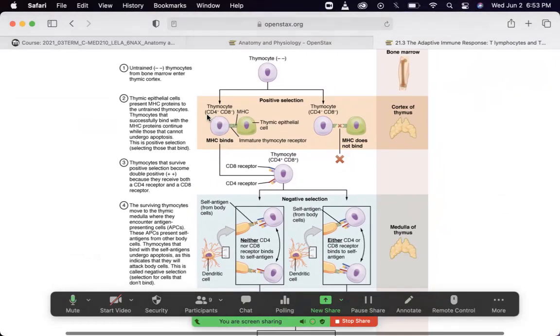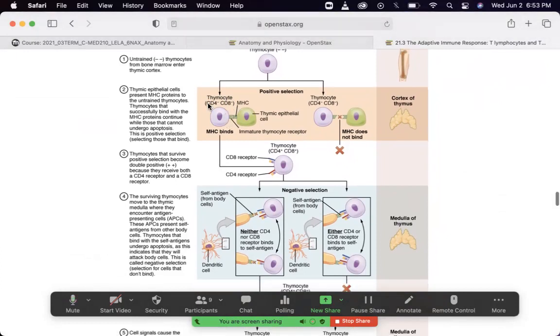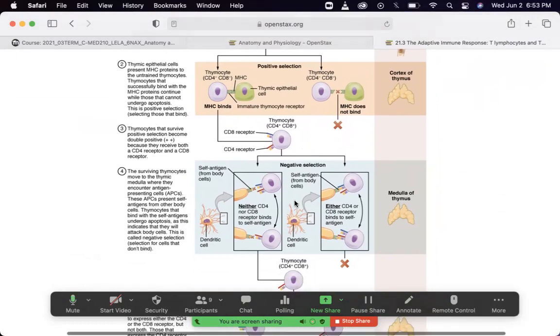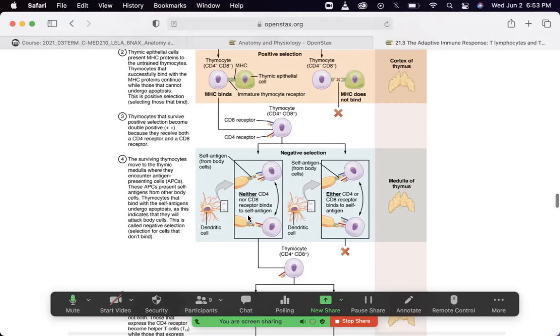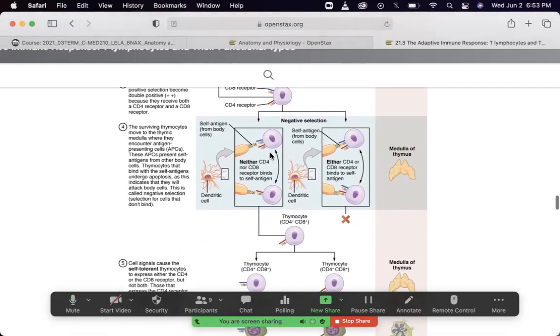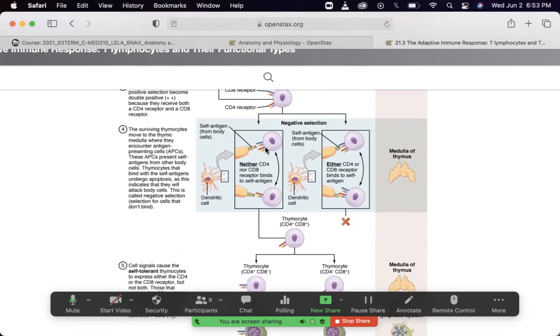Now, you have T helpers, and that's the CD4 cell. And then you have T cytotoxic cells, or T killers, and that's your CD8 cell. HIV and AIDS love CD4 cells. So let's think about that while we're going through this picture. So what happens? Let's say we have something bad, like some antigen, latches on to our CD4 cell or our T helper cell.